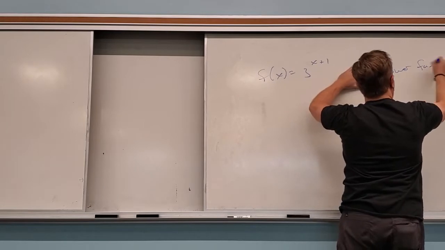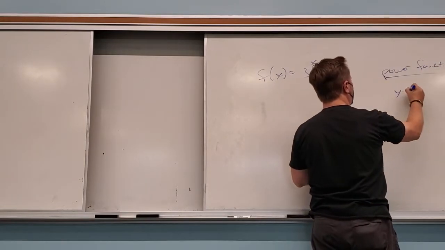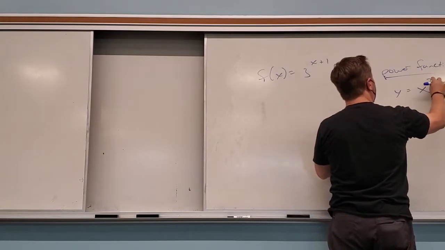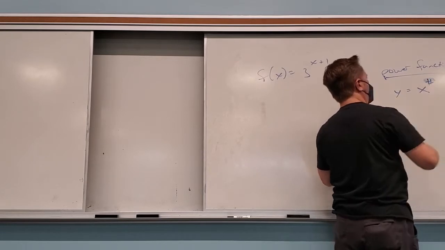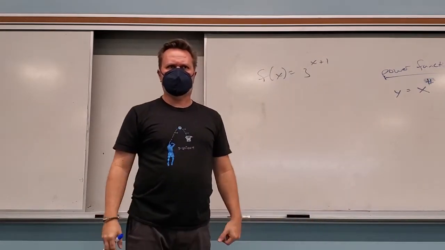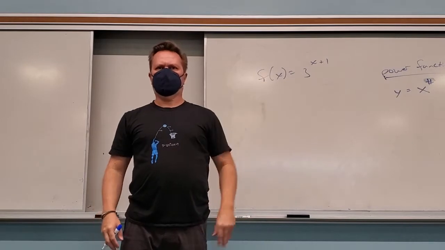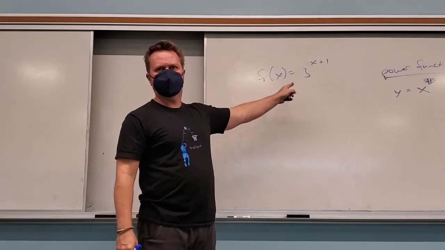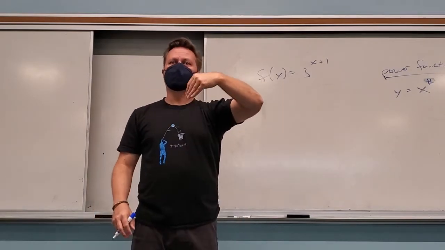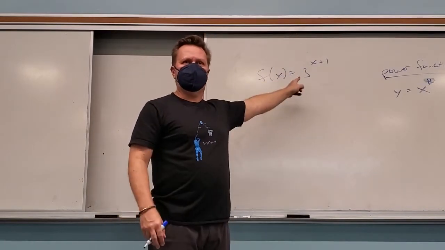Like x to the fifth. So a power function looks like x to a number, right? That's what a power function looks like. It looks like x to a number. Is that what this is saying? No, this is a number to an x. That's some freaky stuff, right?